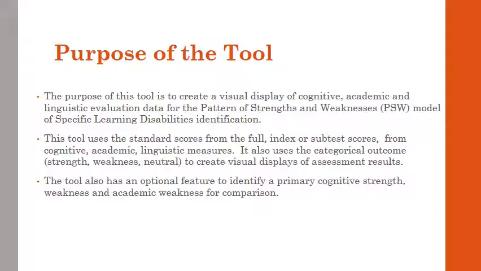This tool uses the standard scores from the full, index, or subtest scores from cognitive, academic, and linguistic measures. It also uses the categorical outcome, be it strengths, weakness, or neutral, to create visual displays of assessment results. The tool also has an optional feature to identify a primary cognitive strength, weakness, and academic weakness for comparison.